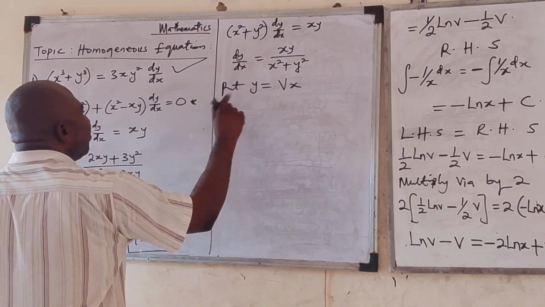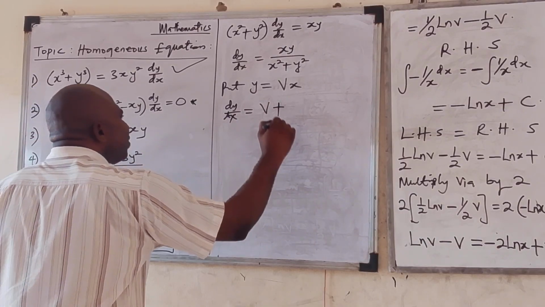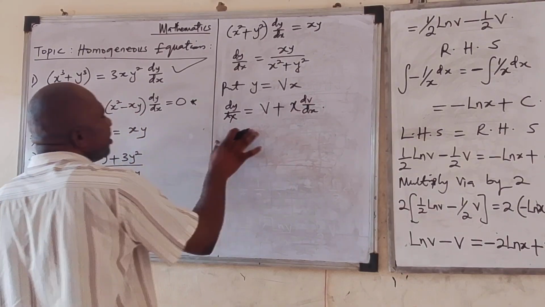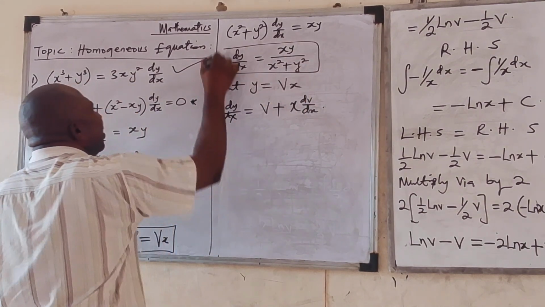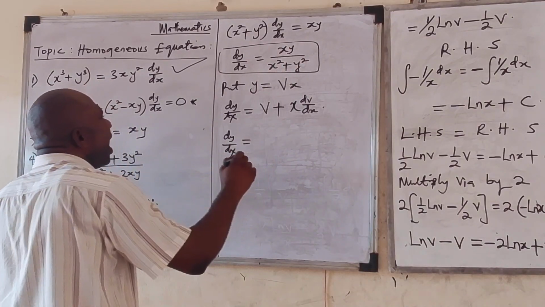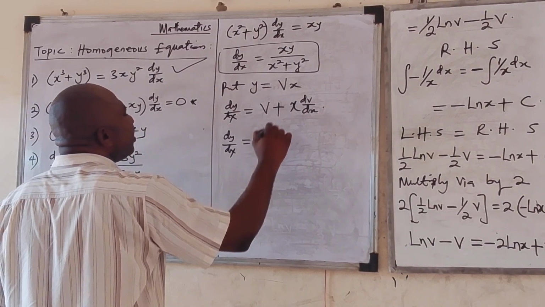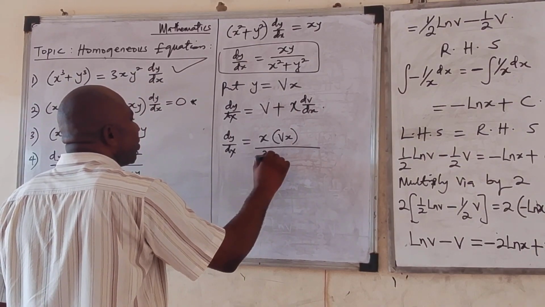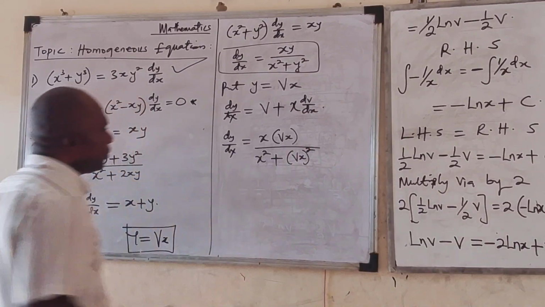And remember, if y is equal to vx, it means dy/dx will be equal to v plus x dv/dx as the value of dy/dx. Now let's look at the equation again. So here we have dy/dx will be equal to xy, our x is x, then the value of y is vx. So here we have vx all over x squared plus y squared, and y is vx.